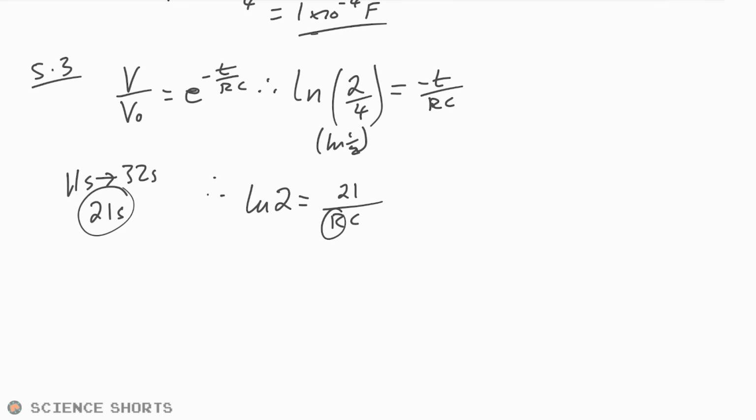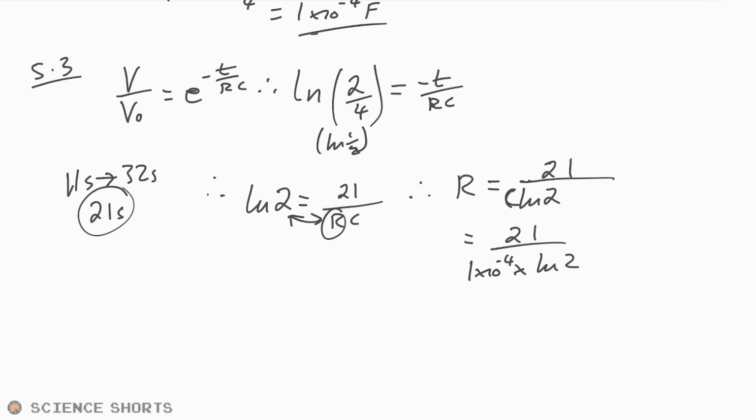We're looking for R, and so therefore swapping these round, R is equal to 21 over, let's just say, C log 2. And so that's equal to 21 divided by 1 times 10 to the minus 4 times log 2. And yes, I can say log 2 because it is a log. Stop saying lun, you weirdos. And that gives me a resistance of 303 kiloohms. However, this is R1 plus R2 because, of course, it's discharging through both resistors.